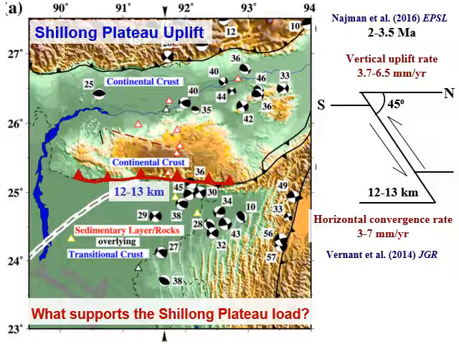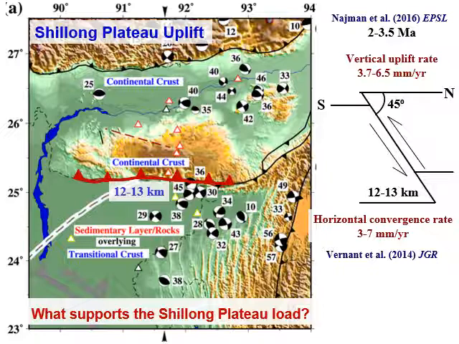Now I'm going to compare three different data sets to look at the uplift of the Shillong Plateau. The first one is from our study where we see a 12 to 13 kilometer offset of the Moho across the Dauki fault. The next is from Najman et al. 2016, where I'll use information about the uplift of the Shillong Plateau, which dates back to between 2 and 3.5 million years. So if I convert this offset of 12 to 13 kilometers over this period of time, that gives me a vertical uplift rate of 3.7 to 6.5 millimeters per year.